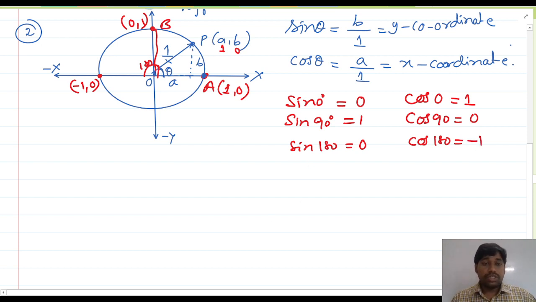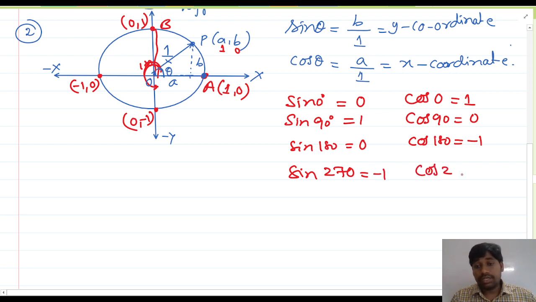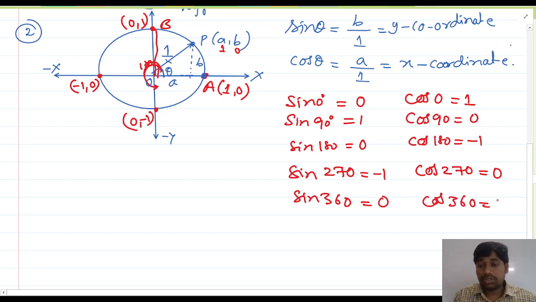Next, 270 degrees, from here to here 270. Here x is 0, y is minus 1. Then sin 270 degrees is the y coordinate, minus 1. Cos 270 is the x coordinate, 0. Similarly for 360 degrees, sin 360 degrees, the y coordinate is 0, and cos 360 degrees is 1.